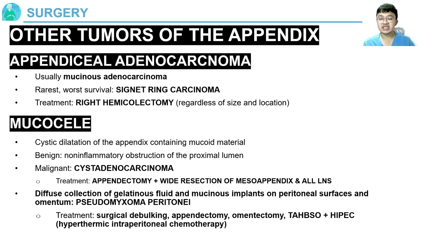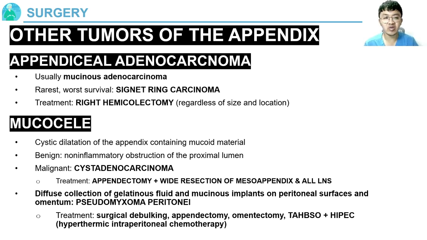For a mucocele, this is cystic dilation of the appendix containing mucoid material. It's usually benign, but it may be malignant. For benign, they're usually non-inflammatory obstruction of the proximal lumen. For malignant, it is usually due to a cystadenocarcinoma. So to treat it, you do appendectomy with wide dissection of the mesoappendix and all lymph nodes.